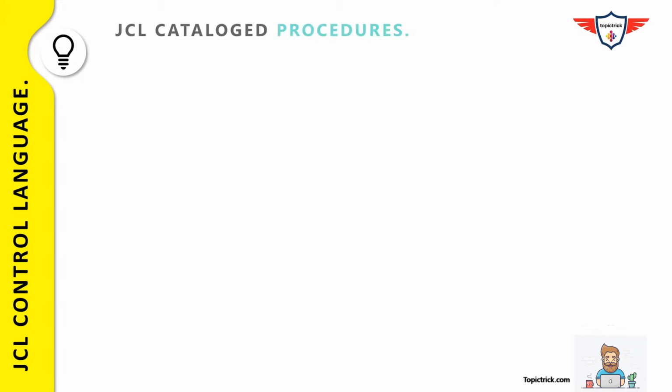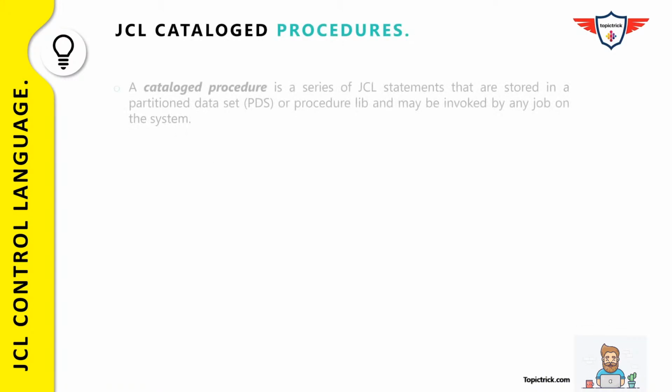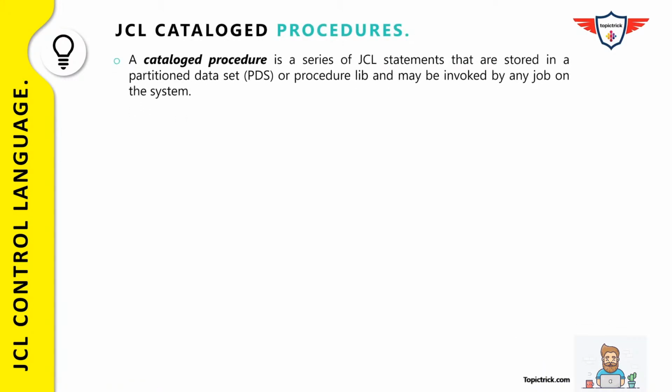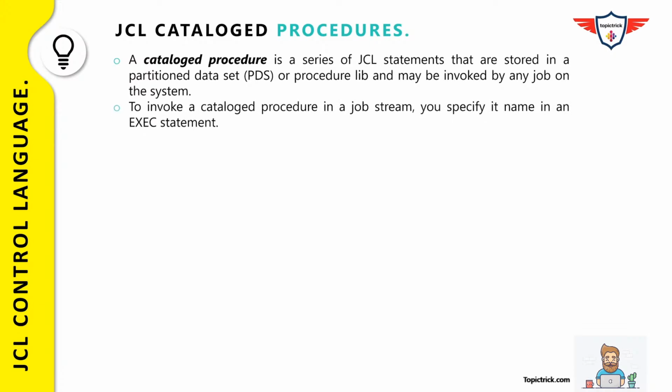A catalog procedure is a series of JCL statements that are stored in a partitioned dataset or a proc library. Catalog procedures can be invoked by any JCL on the system. However, if you're using an in-stream procedure, then that procedure can be invoked only from the JCL in which it is defined. So that's a basic difference between an in-stream proc and a catalog procedure.